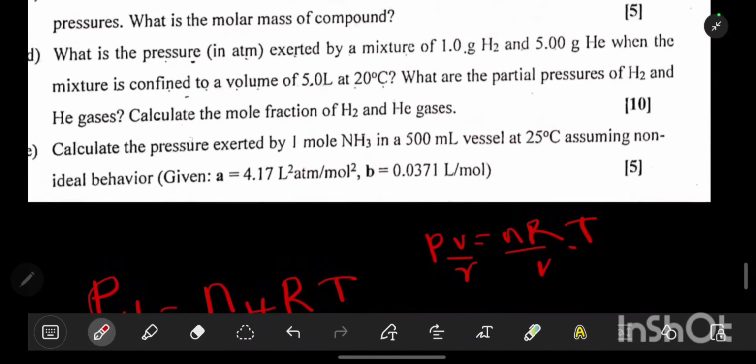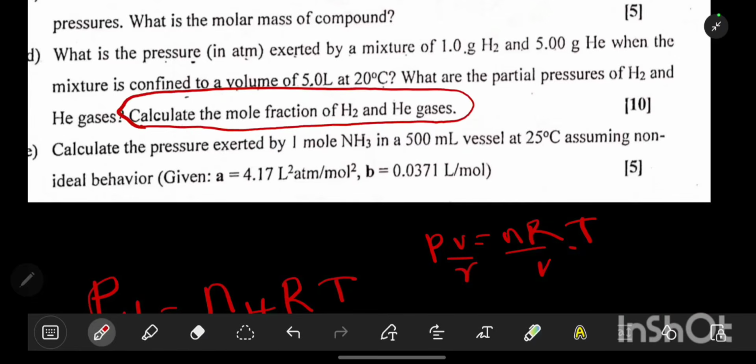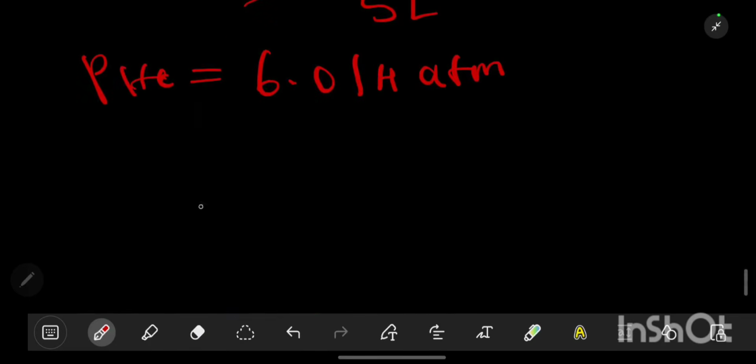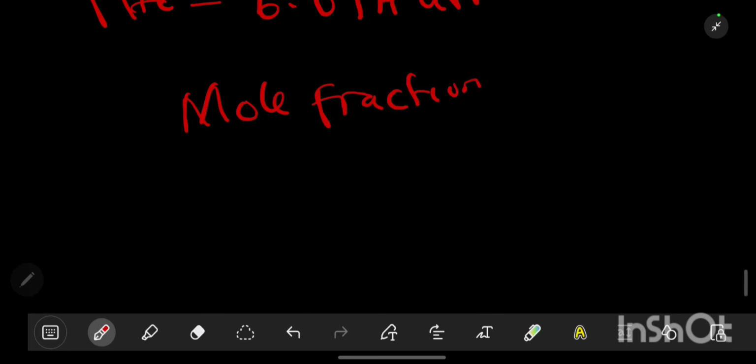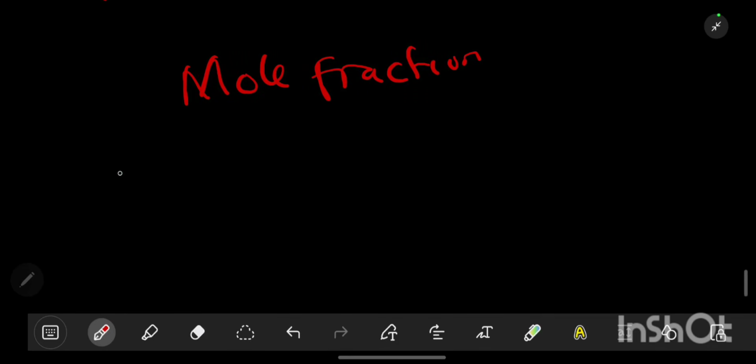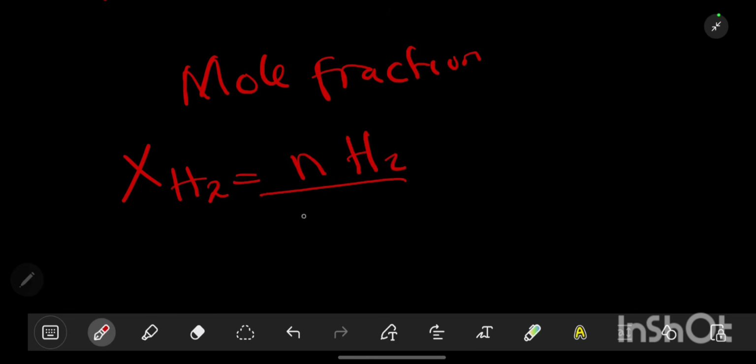Then the last part of the question says, calculate the mole fraction of the gas. So for mole fraction, the mole fraction of the gas is a fraction, with the symbol X. The mole fraction of, let's say, hydrogen will be equal to the number of moles of hydrogen over the total number of moles.